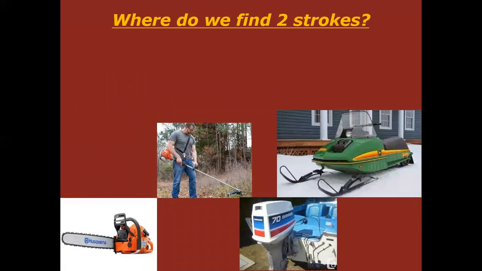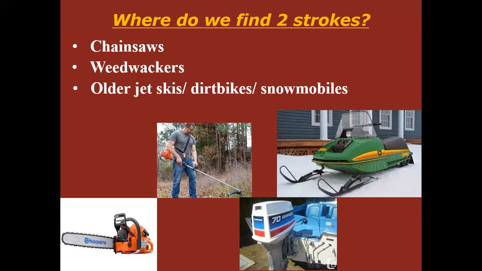Now, where do we find two strokes? Chainsaws and weed whackers are still two strokes. I believe they do make four-stroke versions of those, but most of them that I see are still two strokes. Those are pretty reliably a two-stroke engine. But of course, older engines, you see a lot of two strokes, like outboard motors, snowmobiles, dirt bikes. And yes, John Deere used to make snowmobiles, and they were some of the best quality snowmobiles ever made, in my opinion.